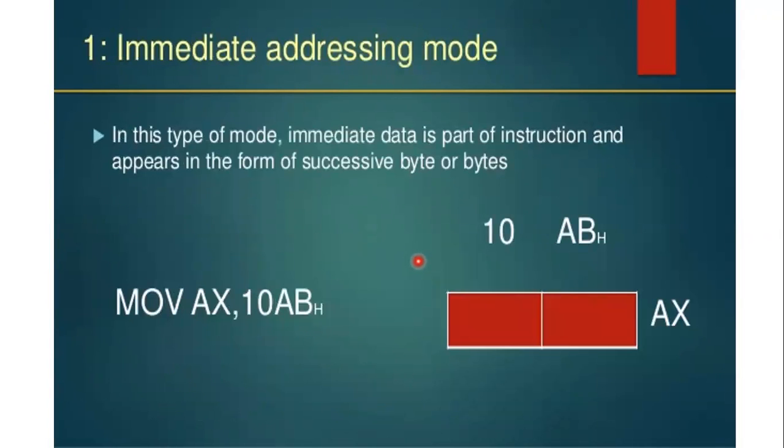First one is immediate addressing mode. Immediate data is part of the instruction and appears in the form of successive bytes. Its syntax is MOV AX, then the data. Here AX is the 16-bit register.